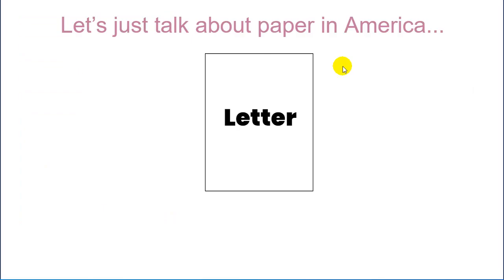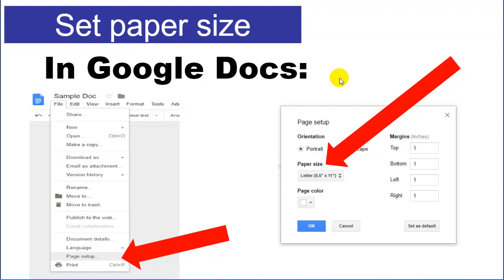Well, let's just talk about paper in America. We use letter size paper almost all the time. In Google Docs, here's how to change the paper size. You go to File, and underneath File, you go down to Page Setup, and sure enough, in Page Setup, it has paper size.